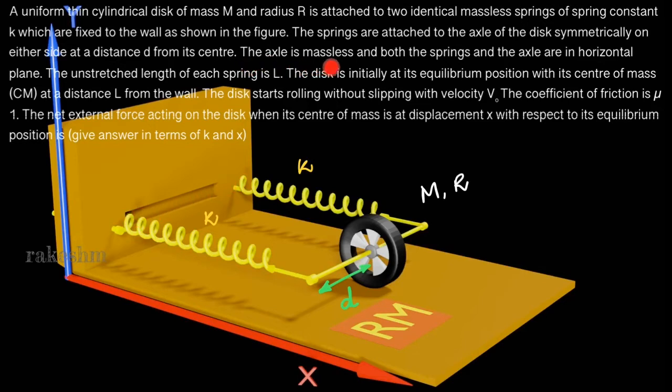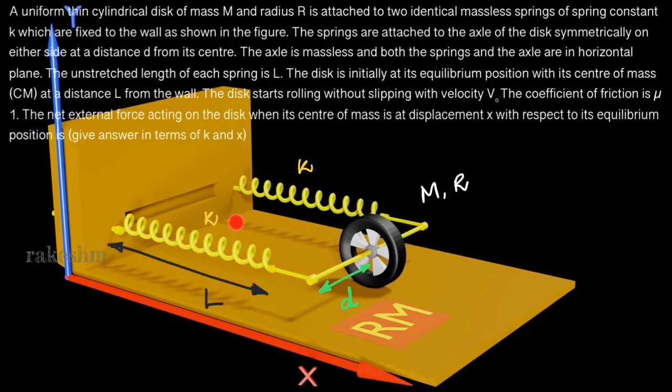Next, the axle is massless and both the springs and the axle are in the horizontal plane. So this axle that you see here is massless, and the spring, axle and spring, all these are in the horizontal plane. Next, the unstretched length of each spring is L. The disc is initially at equilibrium position with its center of mass at a distance L from the wall.